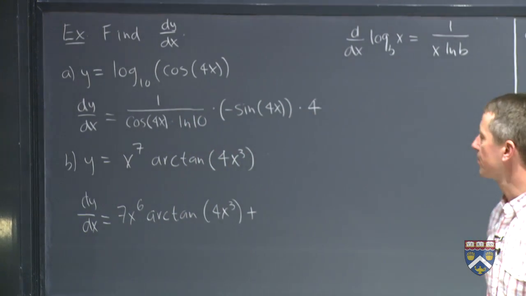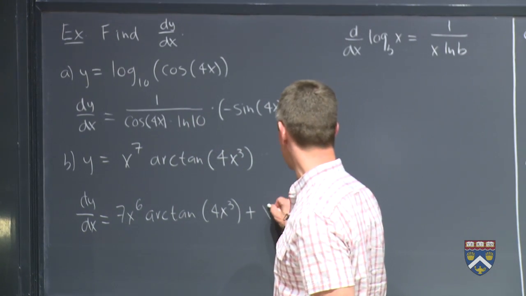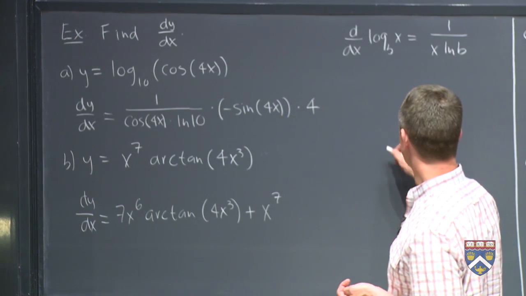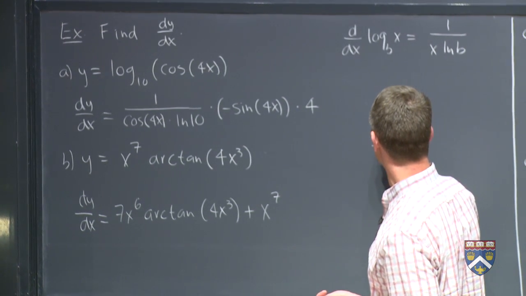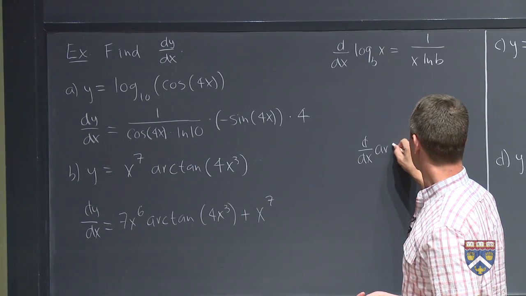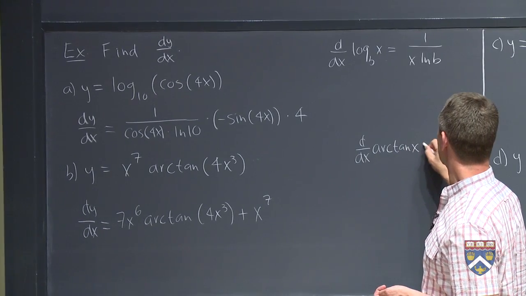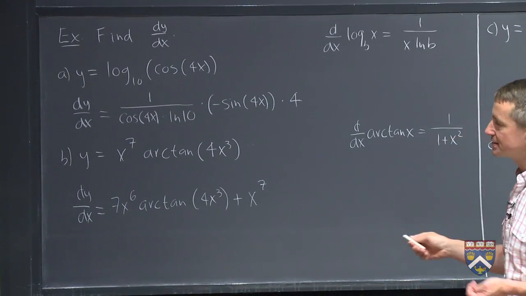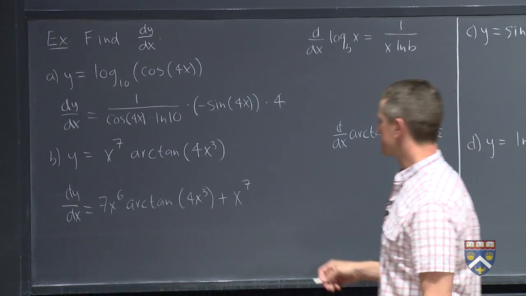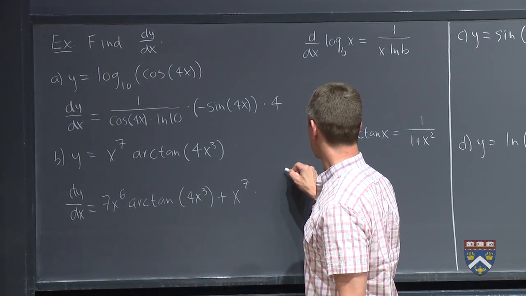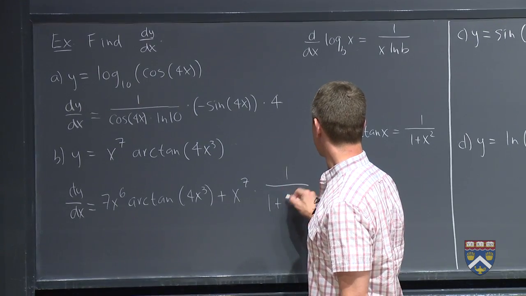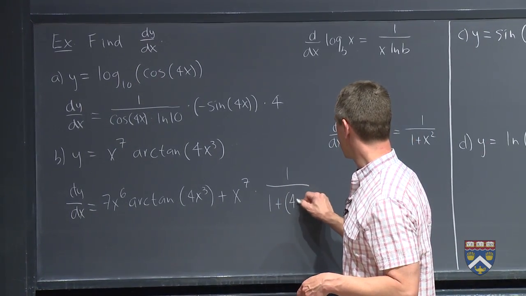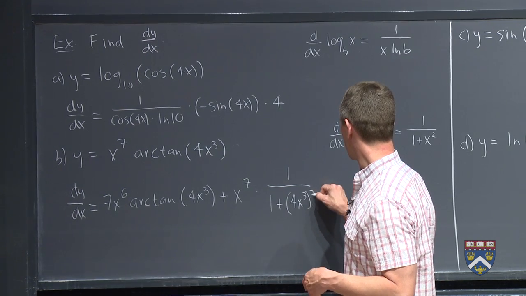And then in the second half of the product rule, we leave the x to the 7th alone. And then we've got to take the derivative of arctangent. We just figured that out. I'll remind you what it is. That's 1 over 1 plus x squared. And again, we don't just have x in here, but since we know the chain rule, that doesn't faze us at all. We write it as 1 over 1 plus whatever that inner function, 4x cubed, is squared.